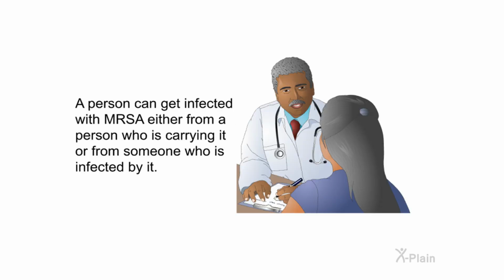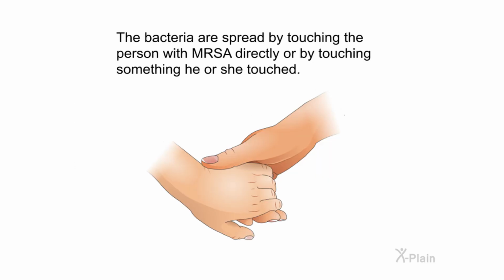Transmission. A person can get infected with MRSA either from a person who is carrying it or from someone who is infected by it. The bacteria are spread by touching the person with MRSA directly or by touching something he or she touched.